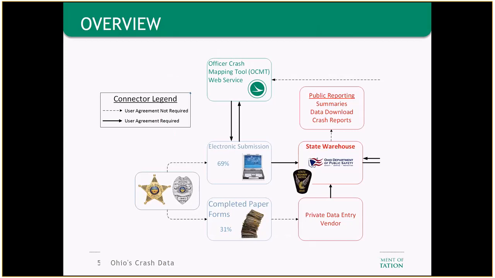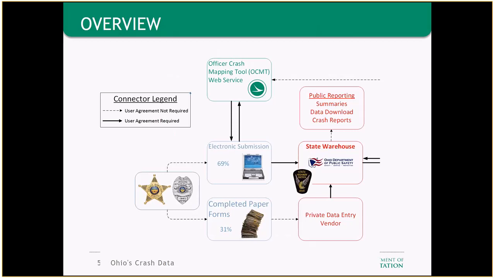So just to go over the high-level process, we collect crash data from, I think, over 900 reporting agencies. About 69% of the crashes are electronically submitted to the state. Well, it's not that 69% of the agencies are submitting electronically; that's the volume of crashes that come in electronically. We're still getting about 30% paper forms. Those are keyed by vendors or DPS staff, and then ultimately make it into DPS's repository. I'll touch on the officer crash mapping tool at the end of the webinar, something we're working on currently.